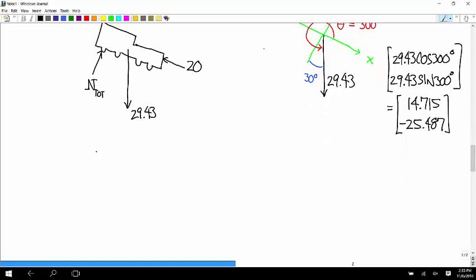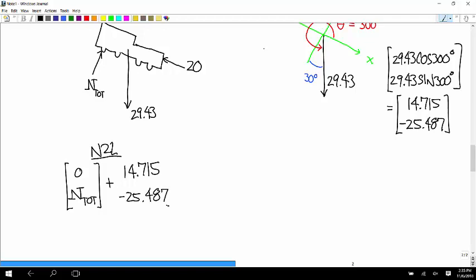So then Newton's second law says 0, n total, plus the weight force, 14.715, negative 25.487. And then this 20 Newton force, what's that? Yep, that's in the negative x direction, so that's just negative 20, 0.